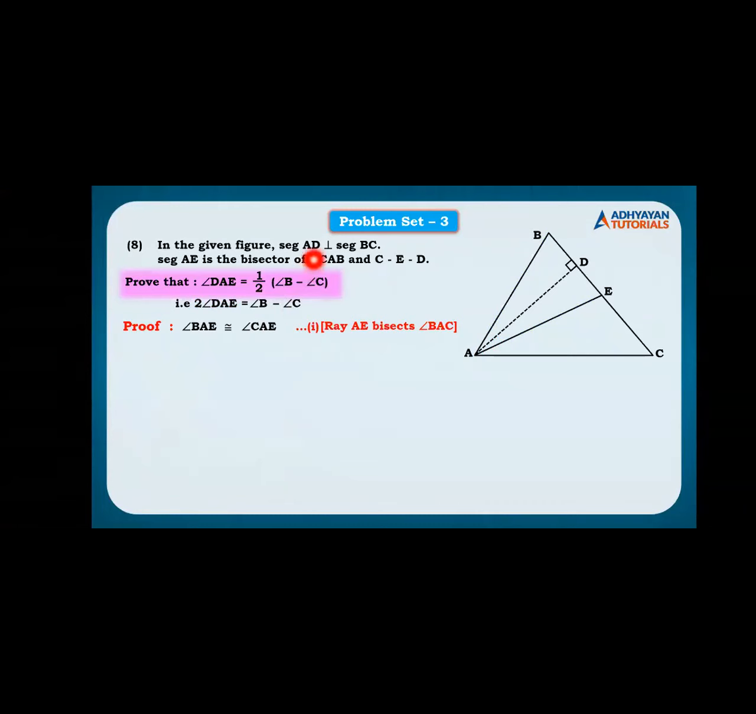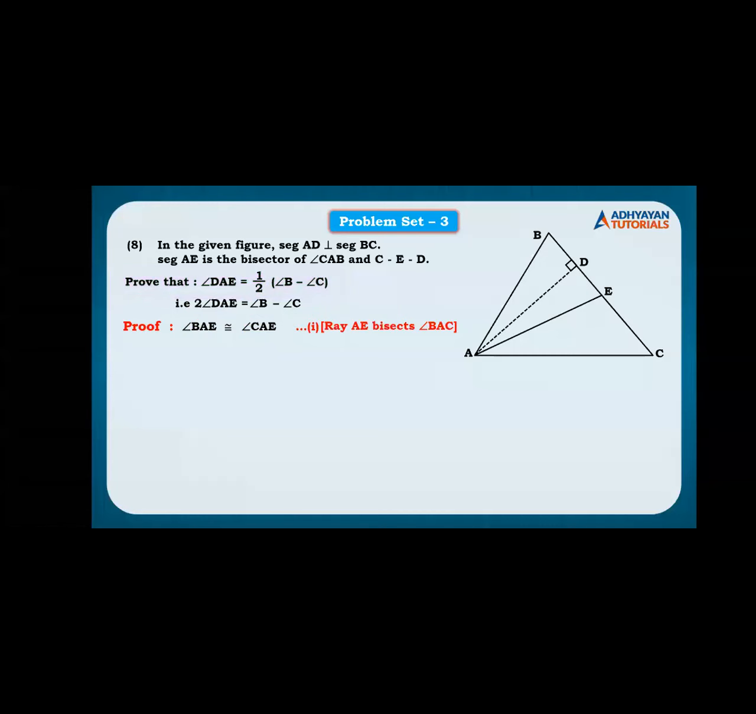In the given figure, AD is perpendicular to BC. So children, this angle is supposed to be 90. AE is the bisector of angle CAB. Now bisector, we all know, is dividing an angle into two equal parts, right? So AE divides BAC, and I've written that these two angles are congruent. And then what we did was we have shifted this 2 on the other side. So this is the proof as of now. This is the hint which we need to prove, right? Up to here we have reached.